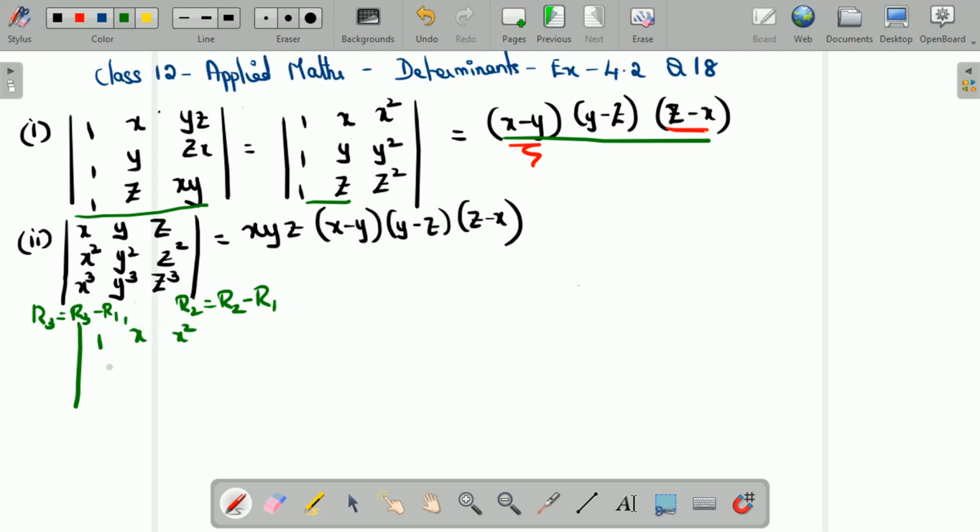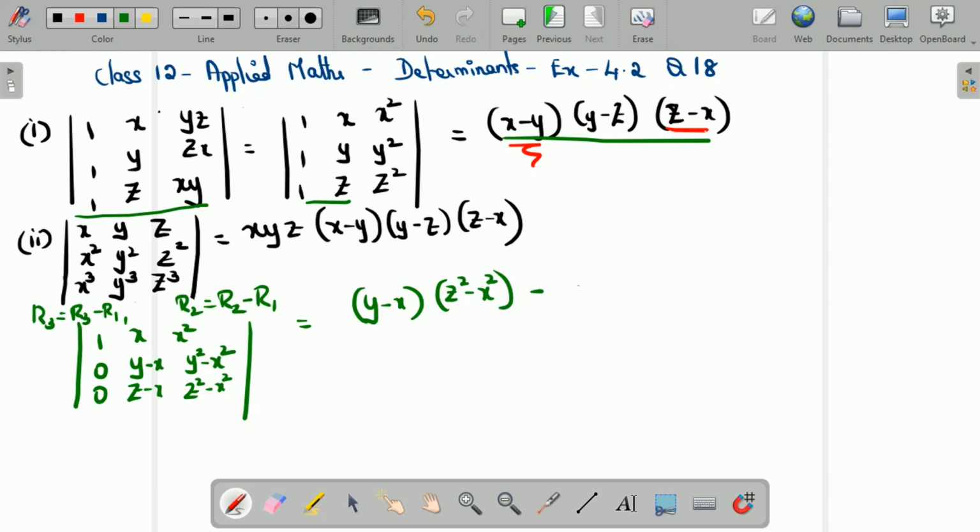So this is 1, x squared. The first row is kept as such. The second row: 1 minus 1 is 0, y minus x in this case, and this is y squared minus x squared. Now for here, 1 minus 1 is 0, z minus x, and this time it's z squared minus x squared. Now we are going to expand along this column so that you only have this value. So it is y minus x into z squared minus x squared, minus of z minus x into y squared minus x squared.